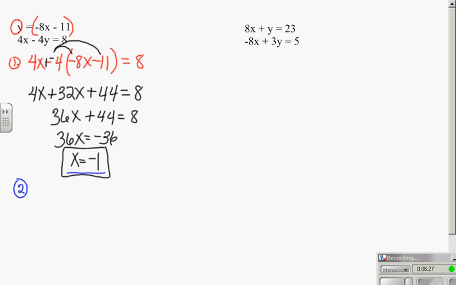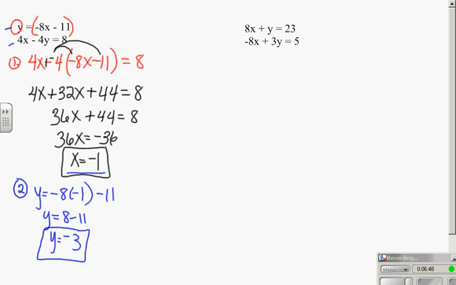Step 2 is use this x equals negative 1 in either one of those two equations. Again, this one is easier because there's less algebra involved. So I replace the x with negative 1, and I have y is equal to 8 minus 11, and y is negative 3. And those are the answers.